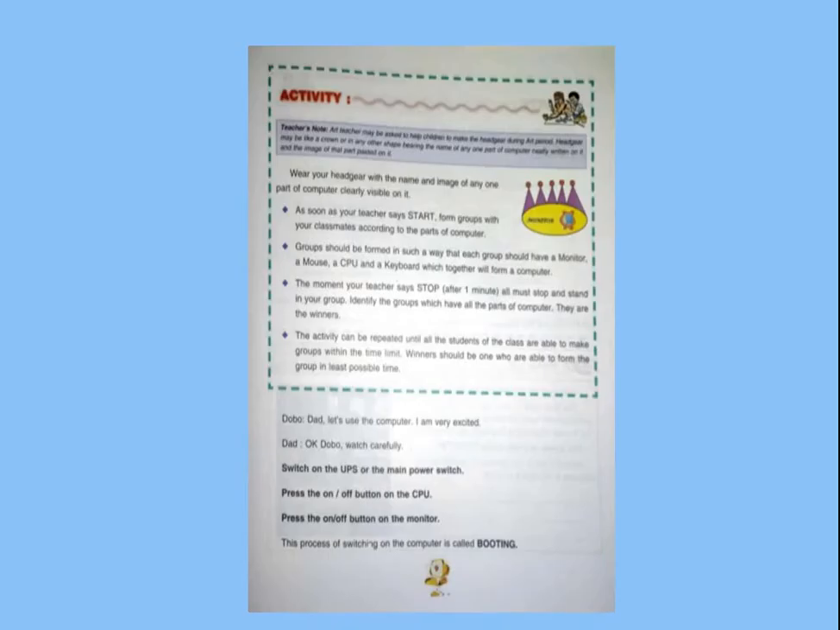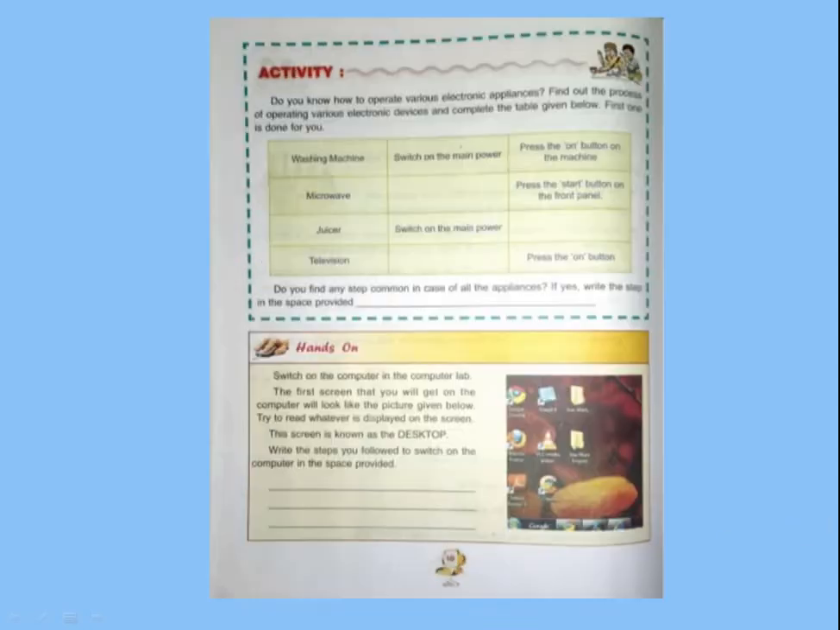There is a group activity, so we can't do it at home. So let's do the next topic. How to switch on and off a computer. First, switch on the UPS or the main power switch. Second, press the on off button on the CPU. Next, press the on off button on the monitor. This process of switching on the computer is called booting.